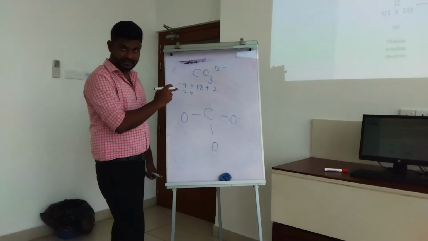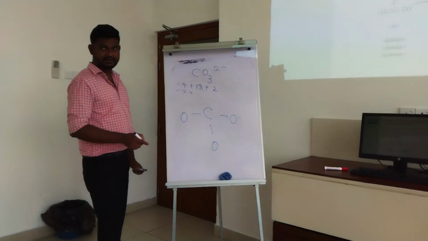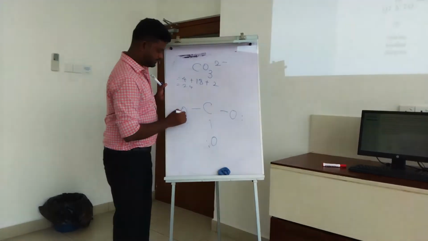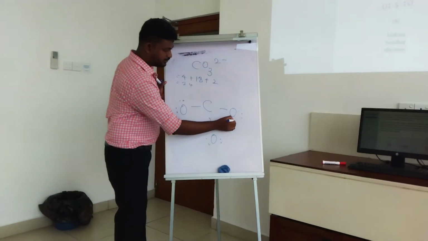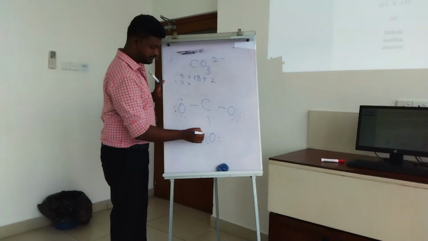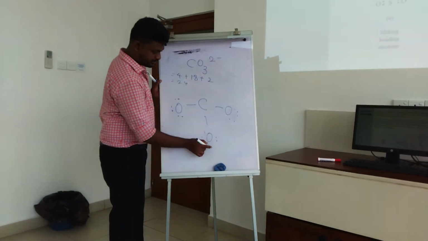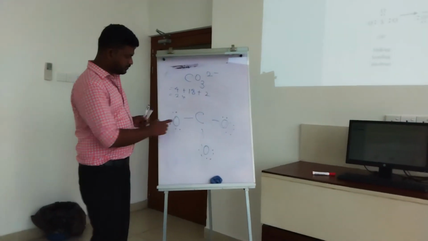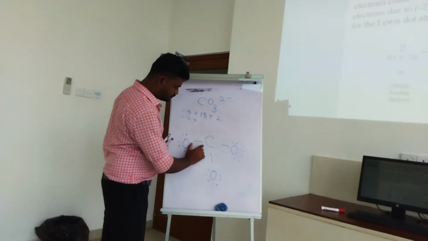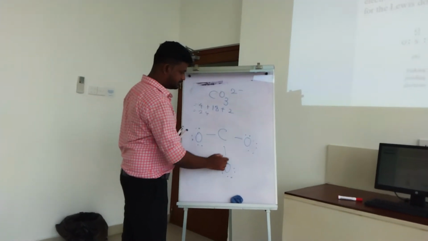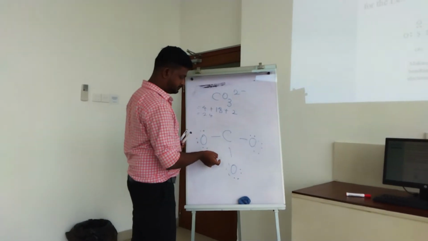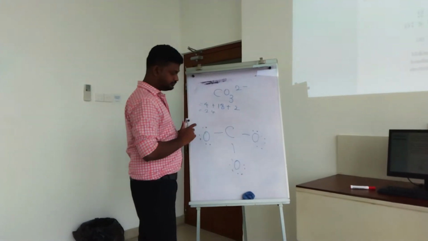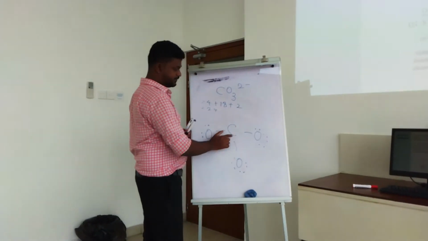First, 18: 2, 4, 6, 8, 10, 12, 14, 16, 18. Now 2, 4, 6. There should be 2 more electrons, right?